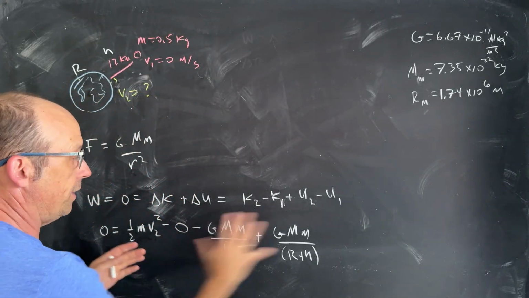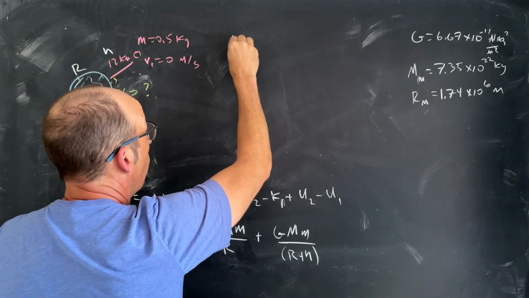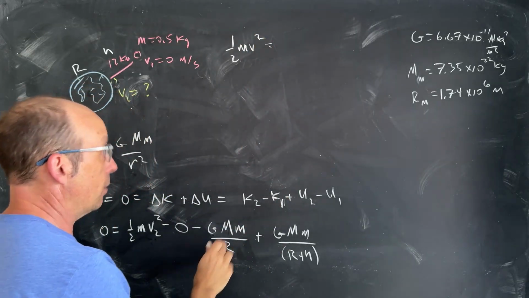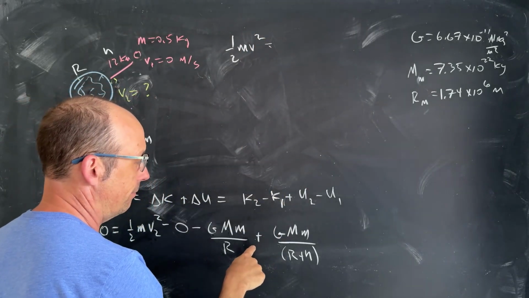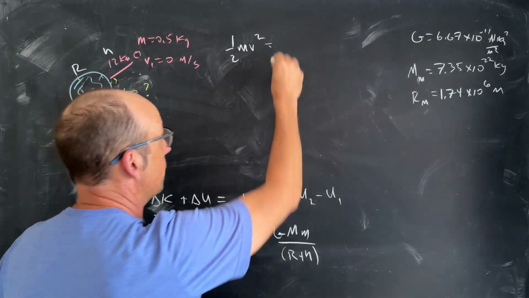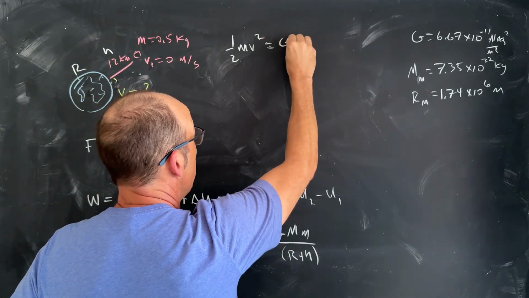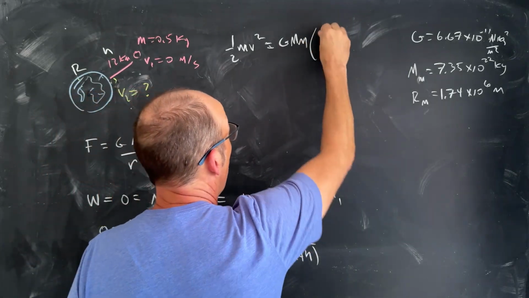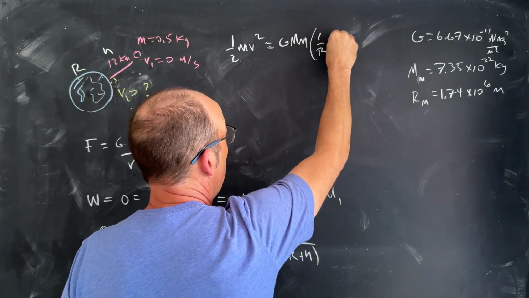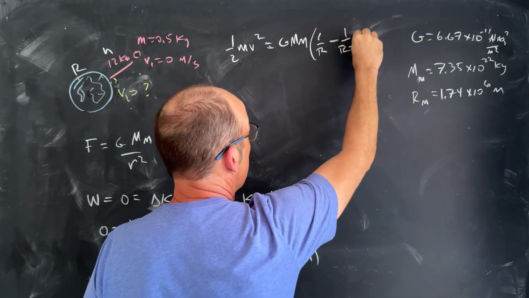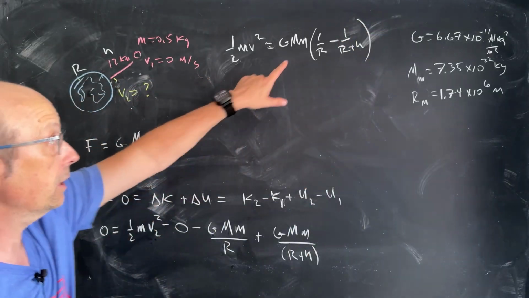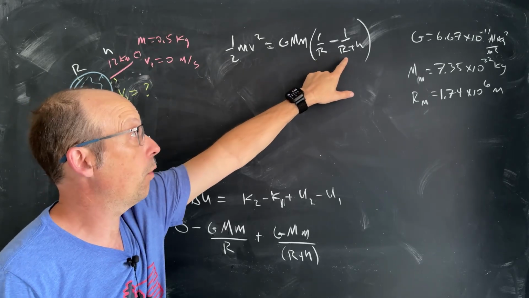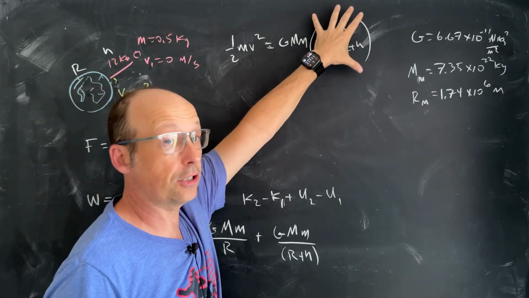So I can move this stuff to the other side. I get 1/2 mv squared equals, add that to both sides. And I'm going to factor out something just to make it a little bit easier, equals GMm, right? That's factored out. And then I have 1 over R minus 1 over R plus H. Notice that 1 over R is going to be a bigger number than 1 over R plus H. So this thing is going to be positive.